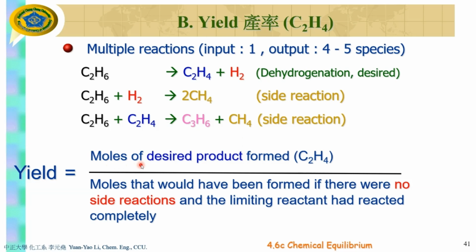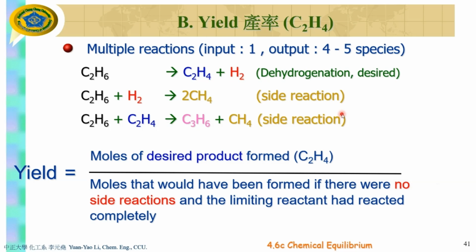The moles of the desired product formed means that with the side reaction, what's the real C2H4 formed? You put it on the top. On the bottom is the ideal case, no side reaction, and the reactant reacts completely. And this is the number you put here. For example, if you have 1 mole C2H6, you will produce 1 mole of C2H4, ideally, right?